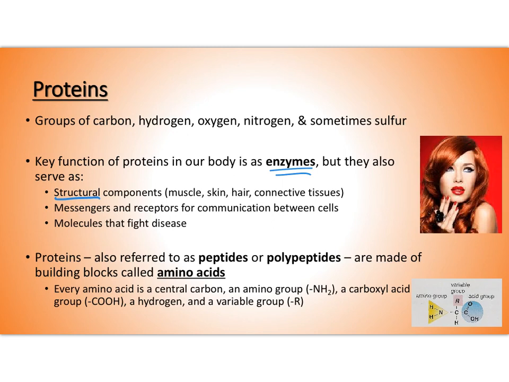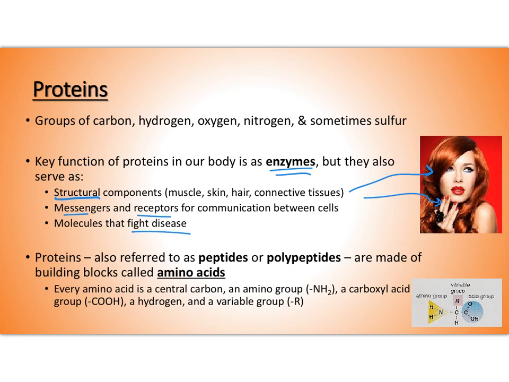All your muscle is protein, your hair is entirely protein, your nails are entirely protein, and then you've got all these connective tissues holding you together, and they're all made of protein as well. Proteins also serve as messengers and receptors, so they're important in cell communication through your body. And you also have a bunch of proteins that are made as part of your immune response, so they help you fight off diseases.